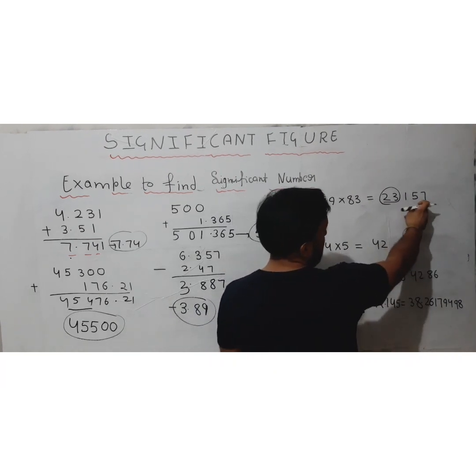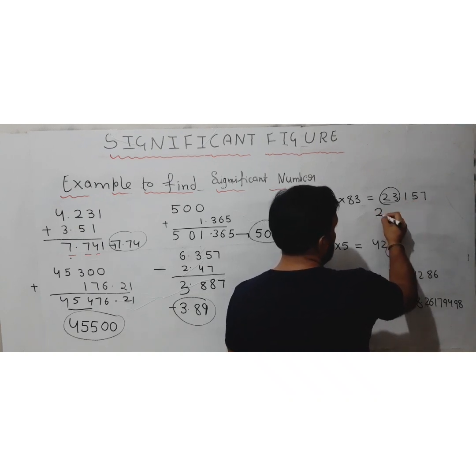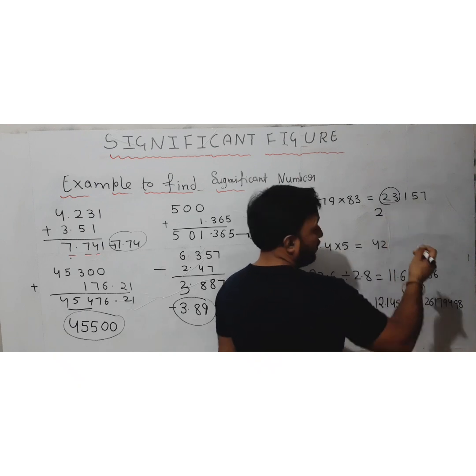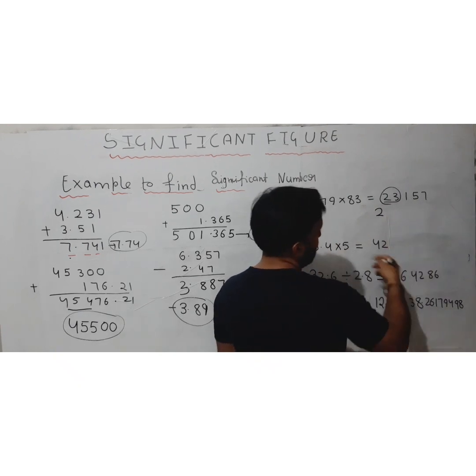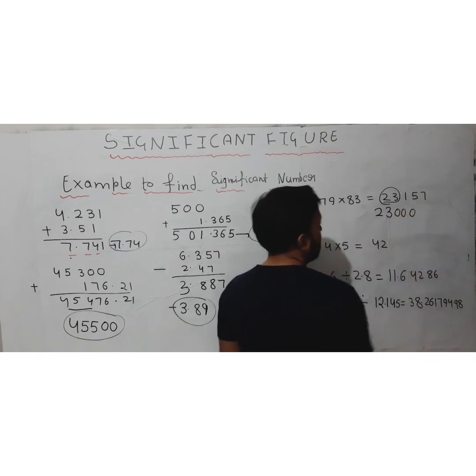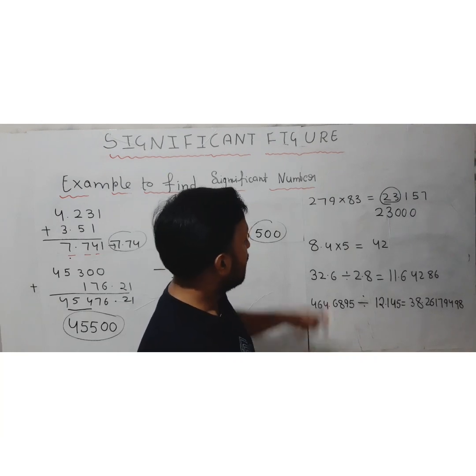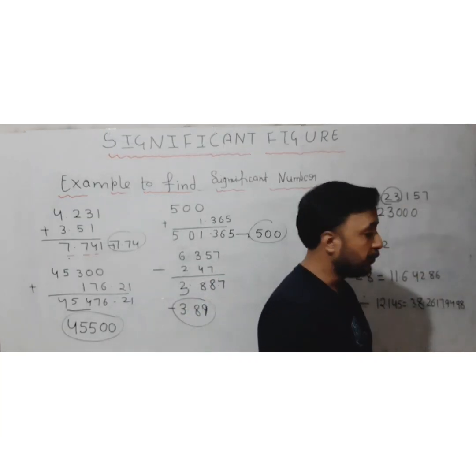If you remove 7, it becomes 6. If you remove 6, it becomes 2. So our answer should be 232. But when you remove 2, it becomes 3 only. So the rest we can use as zeros, and that is going to be our answer. That is how we can solve this kind of problem. So only two significant values are going to be there.